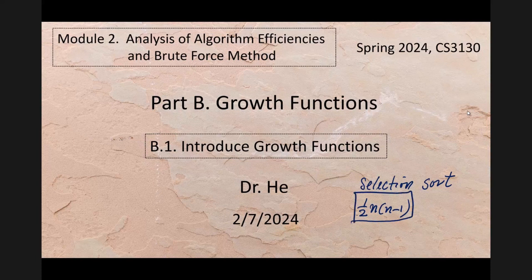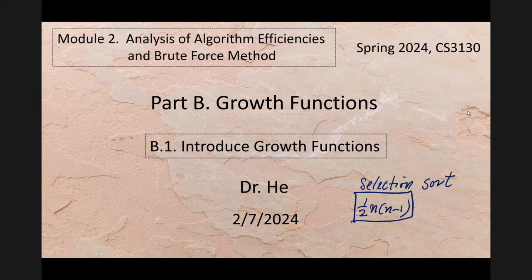All right, so we want to look at this function. We want to use the main part of this function to represent the efficiency of this algorithm. The main part. We may want to drop the minor parts, which are not that important.